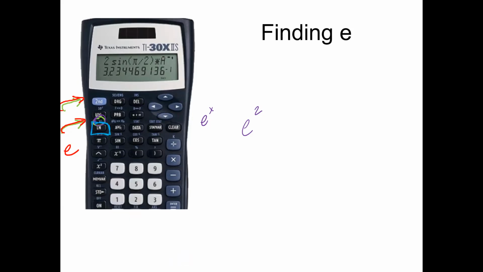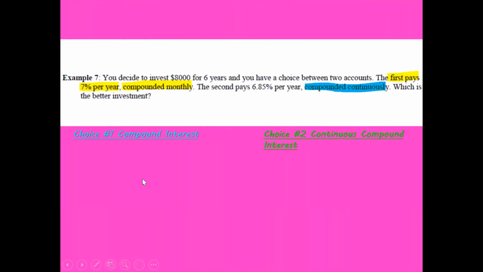To access the e, you first have to push the second button and then push the ln button because the e is on the back of that. So to access any of these light blue functions, you have to push the second button first. All right, so let's take a look at example 7. You decided to invest $8,000 for 6 years.